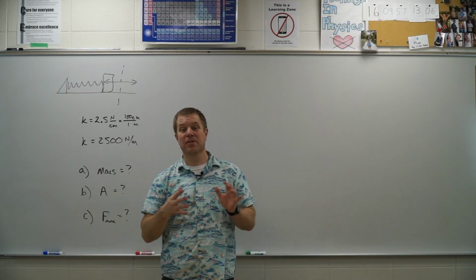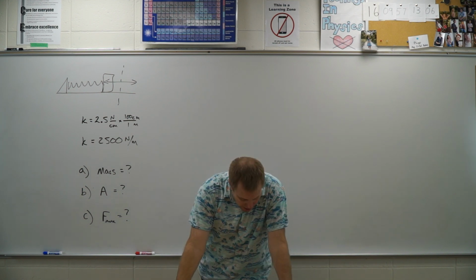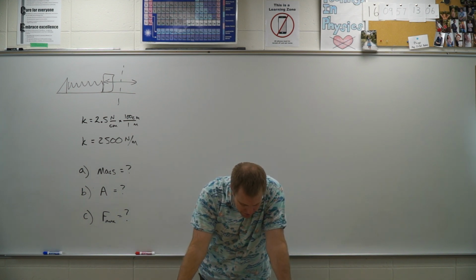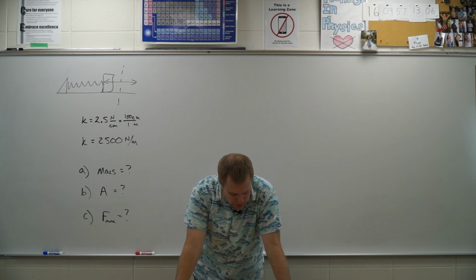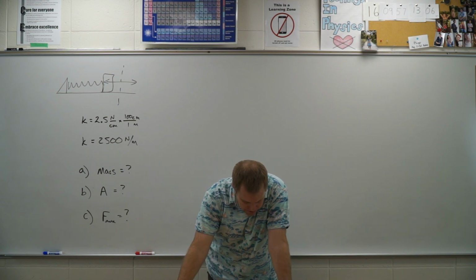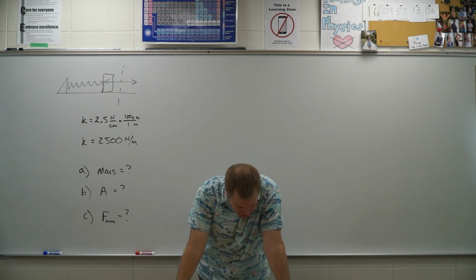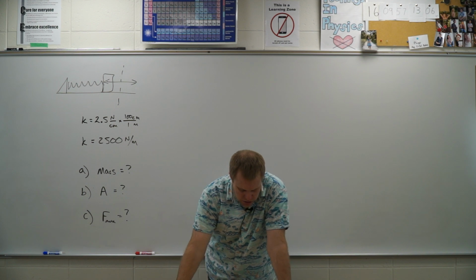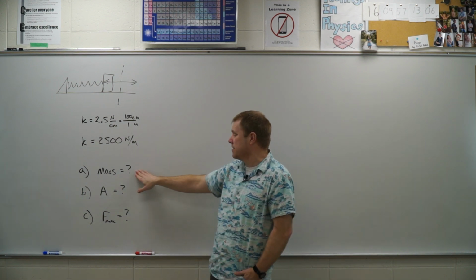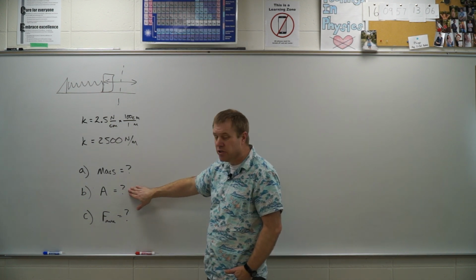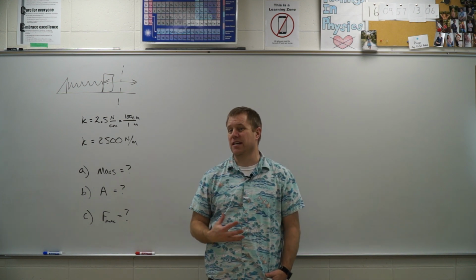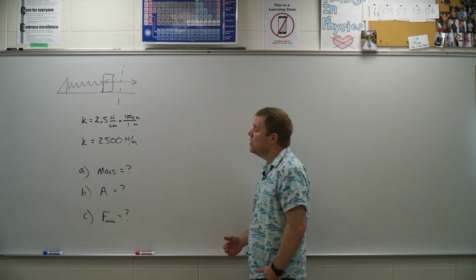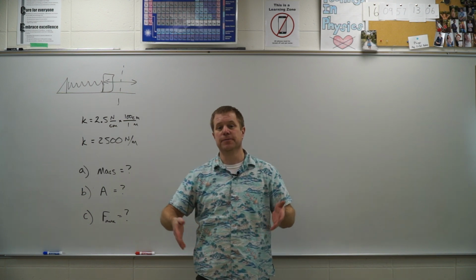Right, let's do another example of simple harmonic motion. I have, on a frictionless horizontal air track, a glider oscillating from one end of an ideal spring with a force constant of 2.5 newtons per centimeter. The graph to the right shows the acceleration of the glider as a function of time. They want me to find the mass of the glider, the amplitude it goes, and the maximum force it experiences. Okay, so let's pull up that graph quick.